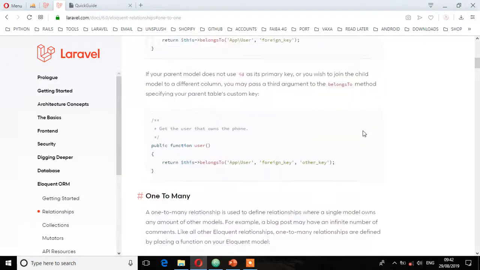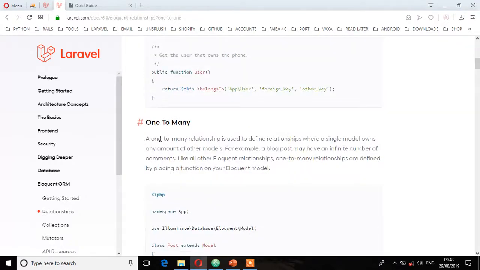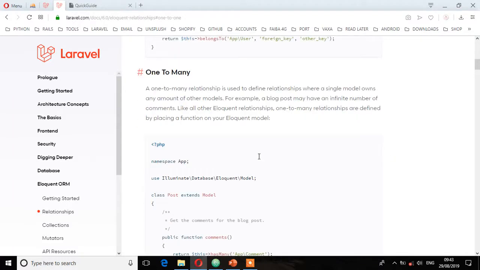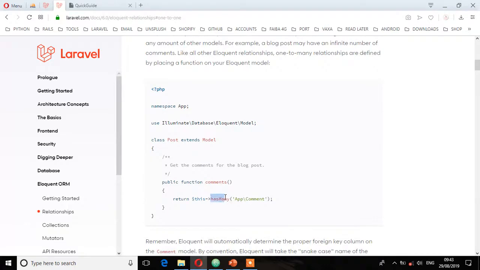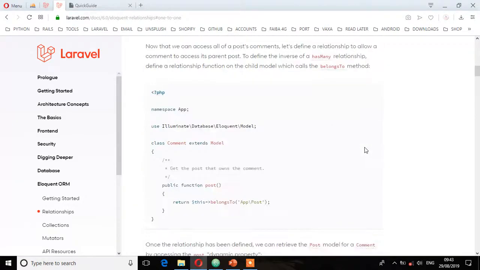Similarly with one-to-many, a one-to-many relationship is used to define a relationship where a single model owns any amount of other models. An example is a blog post which might have an infinite number of comments. To define that relationship, you use hasMany, and on the inverse of that relationship, you use belongsTo. So that is the inverse.